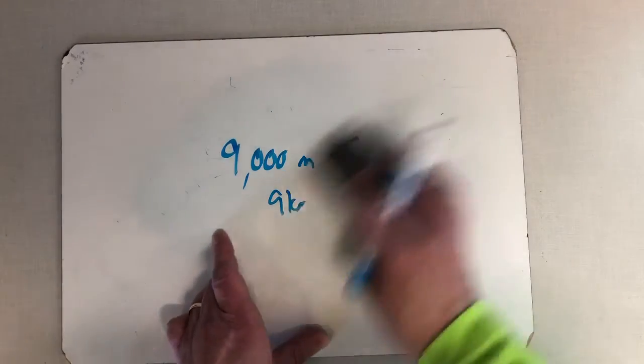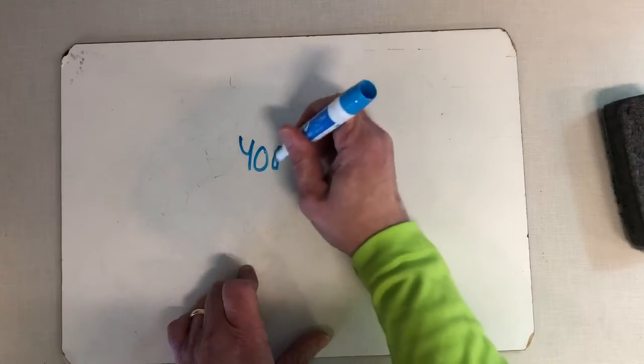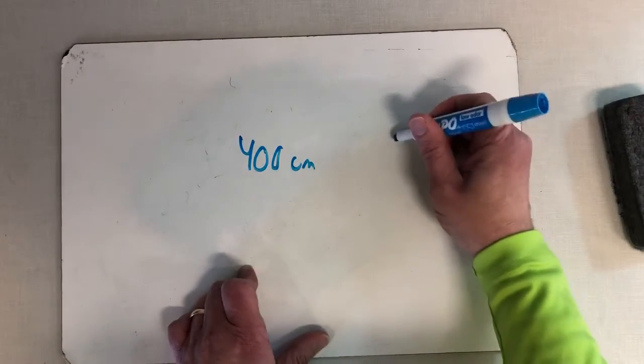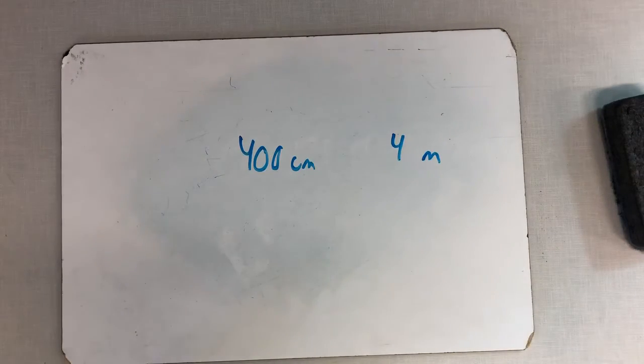Okay. I want you guys to work on number 8 here. I'll set it up on the board. Give you a second to see what we have with 400 centimeters and 4 meters. Remember to use the power of 10. Don't need whiteboards. No, we actually do need whiteboards. Okay.